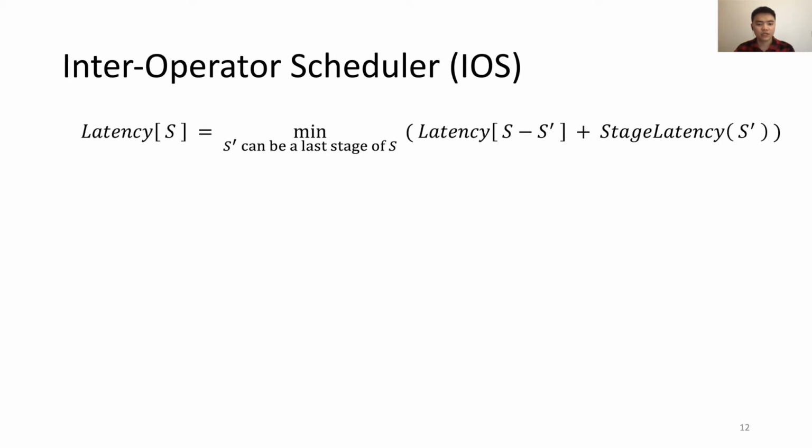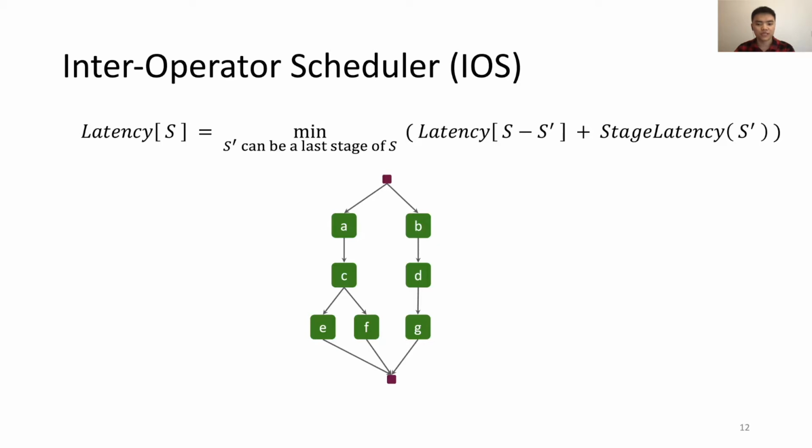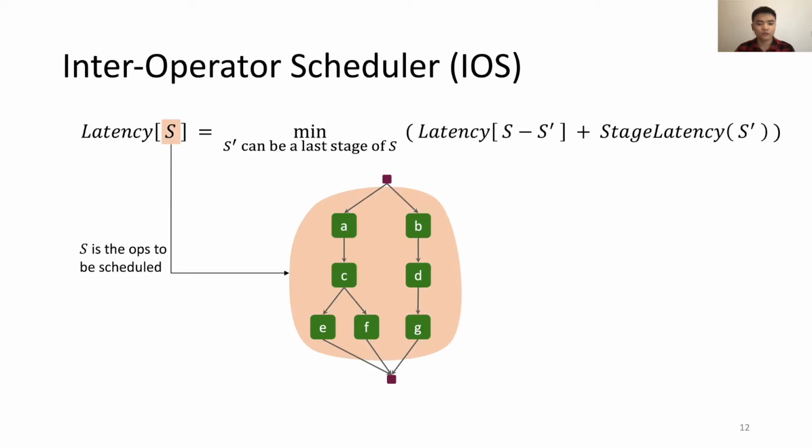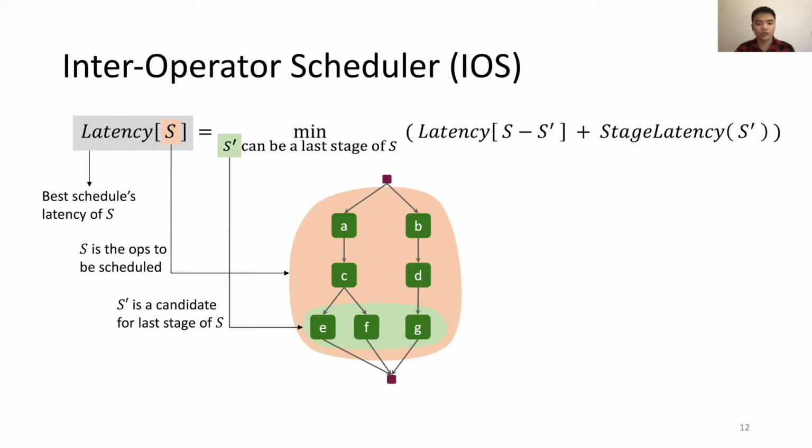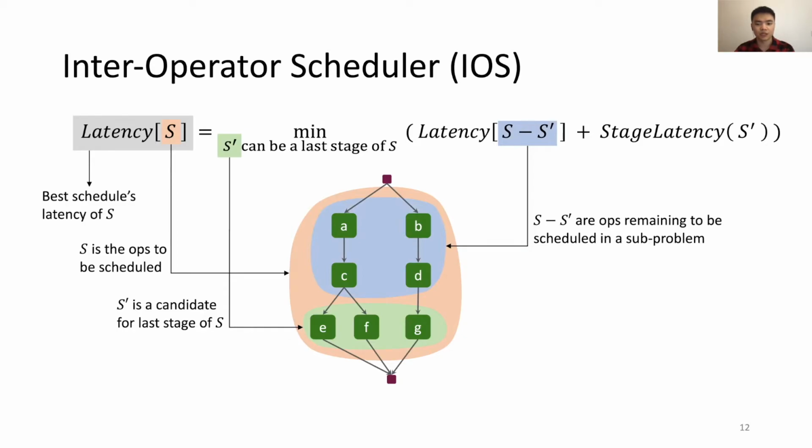I will explain each component in the formula through this example of computation graph. Here, S represents the operators of the computation graph we want to schedule. We'll use latency(S) to represent the latency of the optimal schedule for S. To find the optimal schedule, we enumerate all potential last stages S prime and convert the original problem into a subproblem that finds the optimal schedule for S minus S prime.